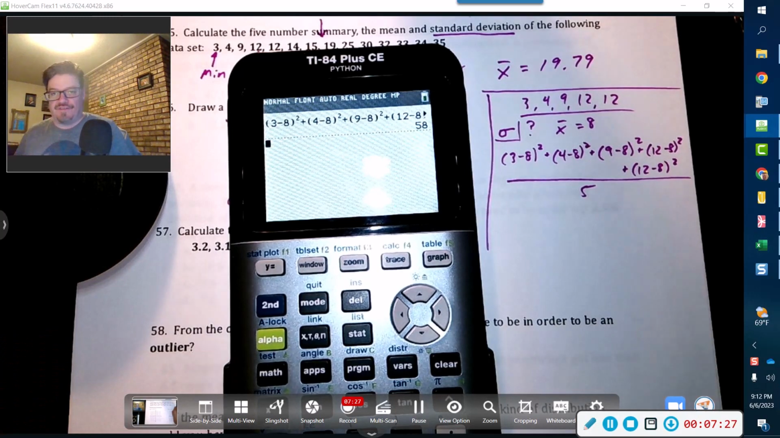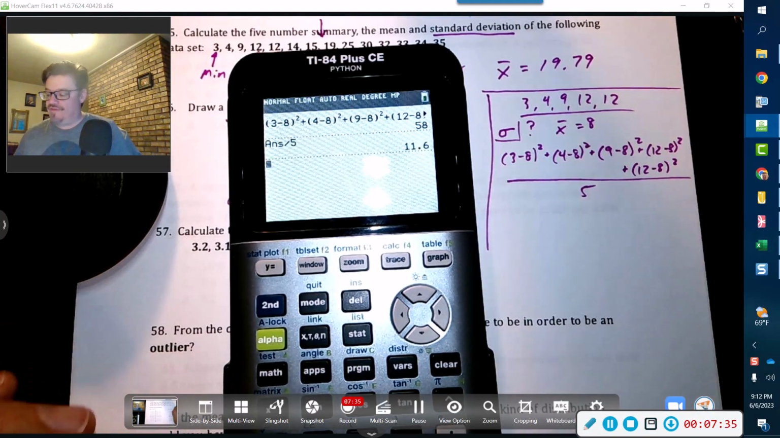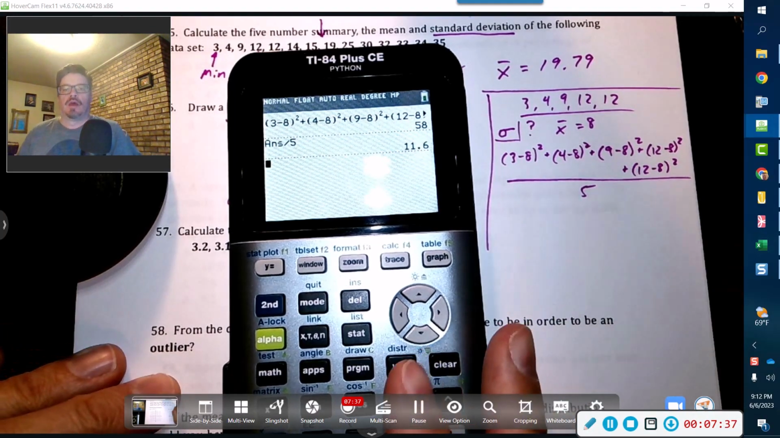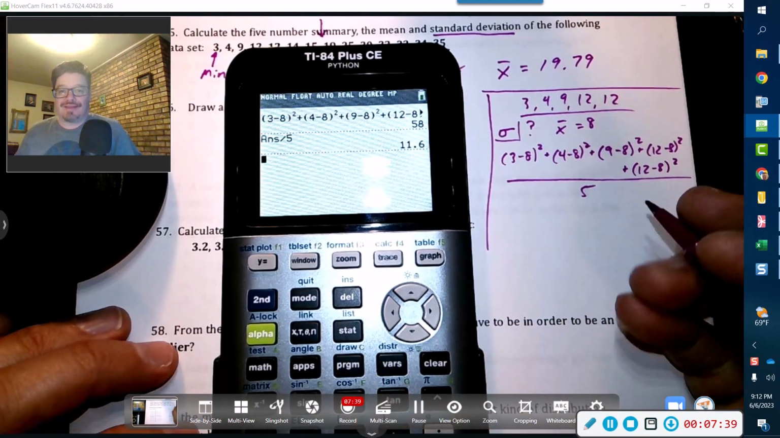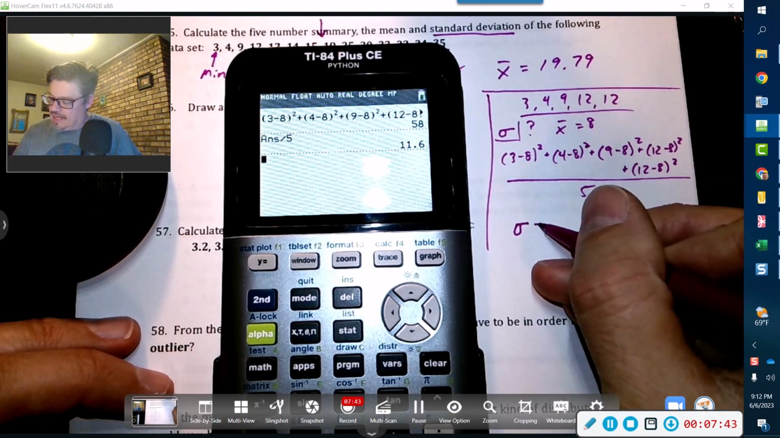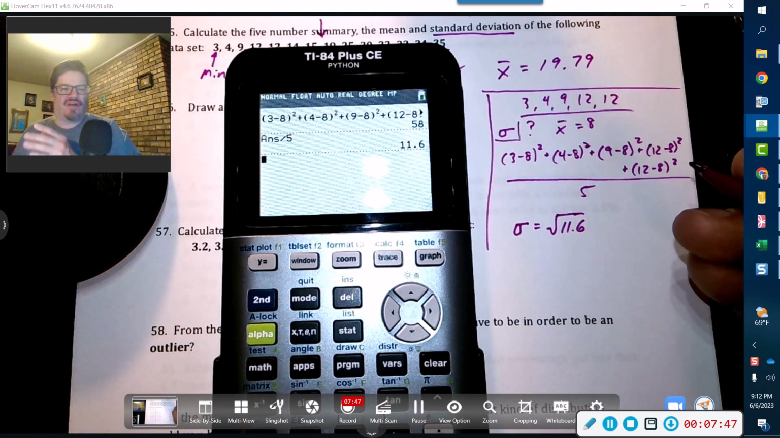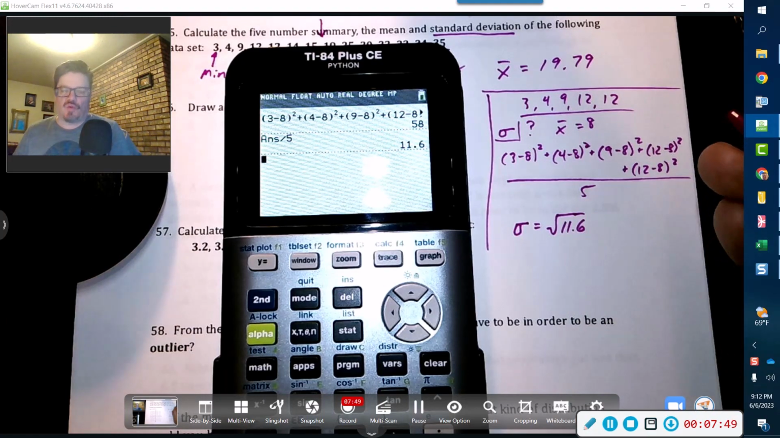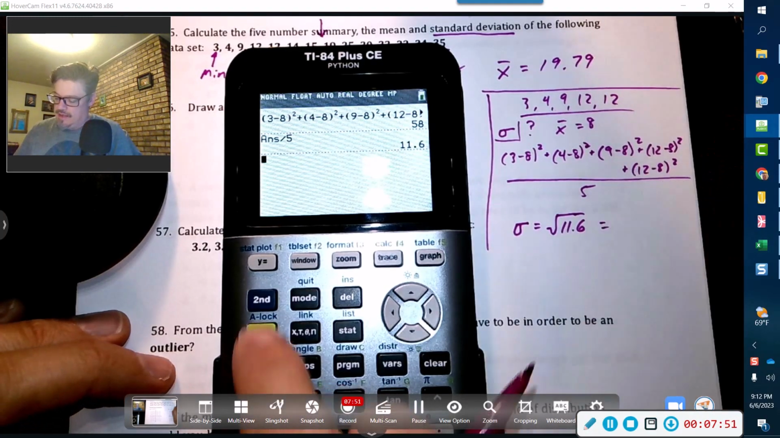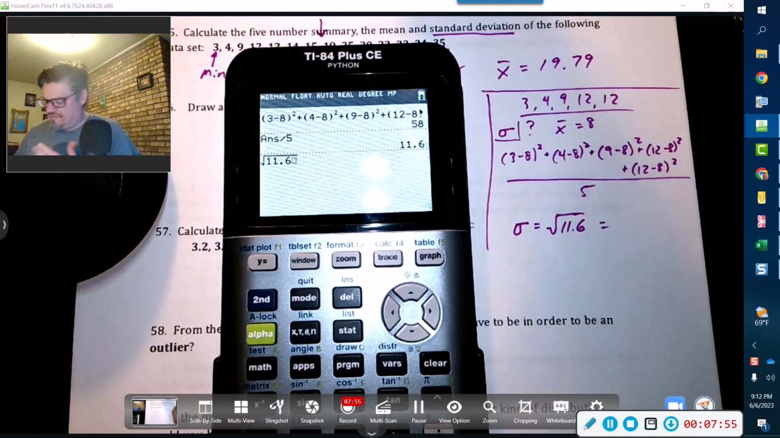I get 58. Cool. I should not have a negative number there. If I do, something's wrong. And I'm going to divide by 5. That is what's called the variance. The variance is good, but it's not enough. The standard deviation equals the square root of the variance. We didn't really talk about the variance, and standard deviation is much more common, believe it or not, than the variance, at least from what I remember.